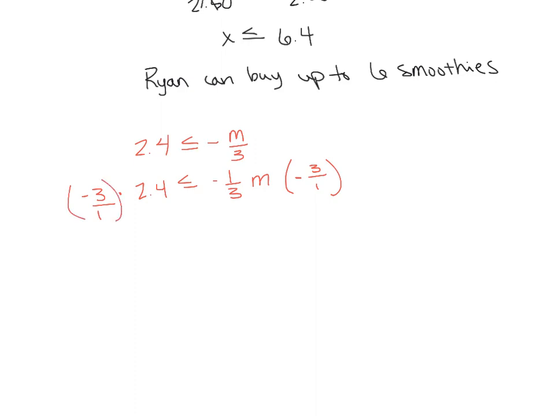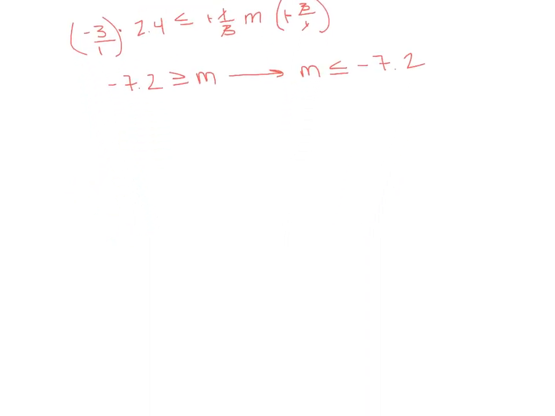Alright, these two negatives change to positive. This 3 cancels here, and this 1 cancels here. So now I have negative 3 times 2.4, which is negative 7.2. I multiplied by a negative number, so I'm going to flip the sign, and then I have just m. Remember, before I can graph that using my rule, m needs to go on the left side, so m is less than or equal to negative 7.2. Okay. I'm not going to graph those. I feel like you guys probably have a good grasp on graphing those ones.